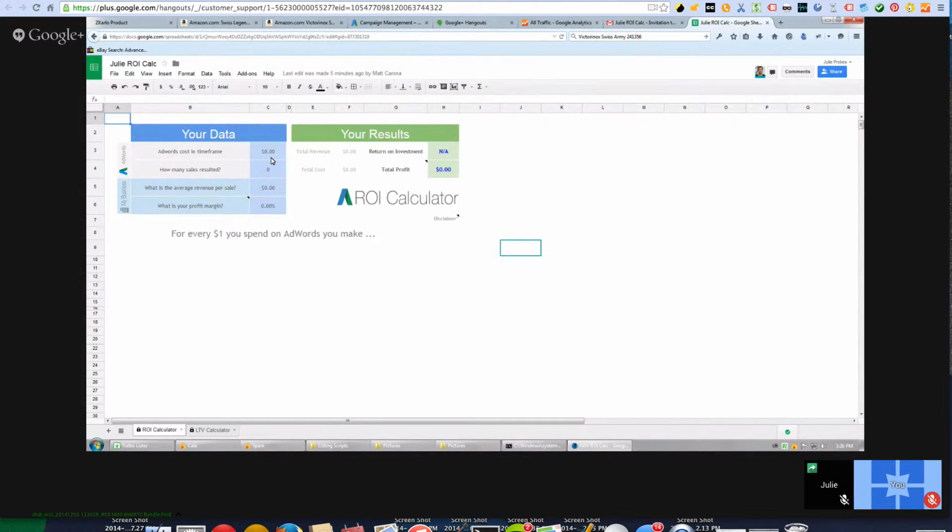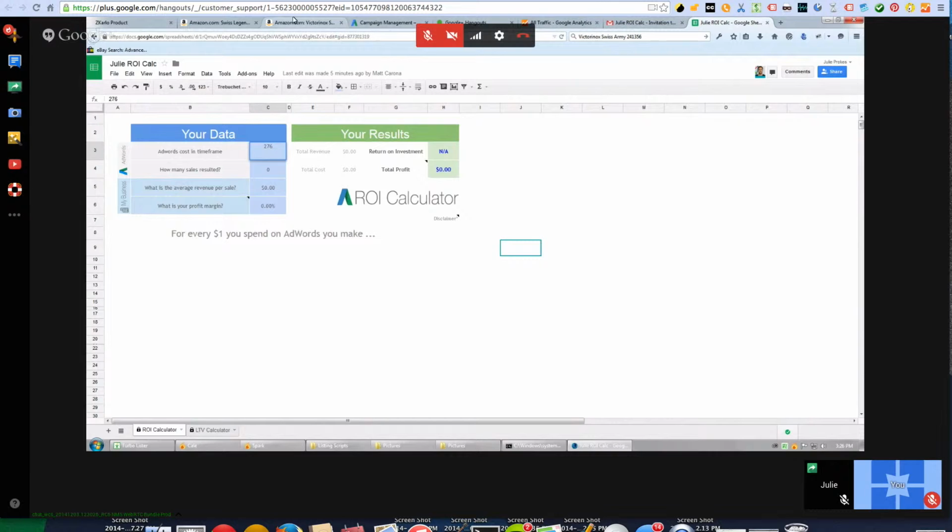So, for instance here, I'm looking at a last 7-day date range. So in that date range, in your average account, the total cost was $276. So you just put 276 into there, exactly. Okay, and then for the amount of sales that resulted, we can look at it for Google CPC. There was a total of 5 transactions, so you put 5 into there.